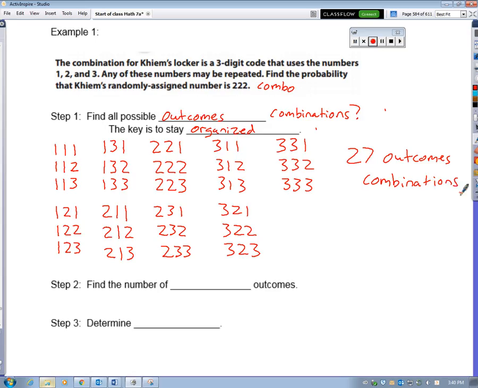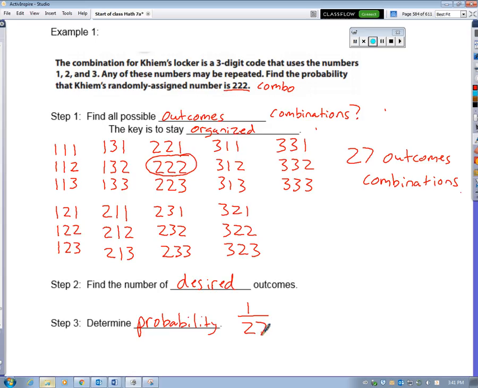Alright, and if we look at this list, step number 2, we want to find the number of desired outcomes. Okay, so the one we're looking for is how many times a 2, 2, 2 shows up. And that only shows up one time, which is right here. Okay, so we're going to determine the probability now. We are ready to do that. And that is going to be one combination out of 27 total possible combinations.